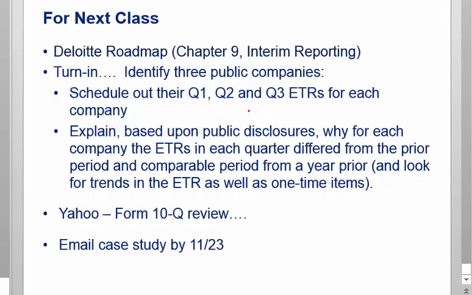Okay? But I want you to find 3 companies, schedule out Q1, Q2, and Q3, and then turn in something that explains it in words. So I looked at this company. Their Q1 rate was this, their Q2 was this, their Q3 is that. The reason they're different is beats the crap out of me. Right? Or something more intelligent would be great too.